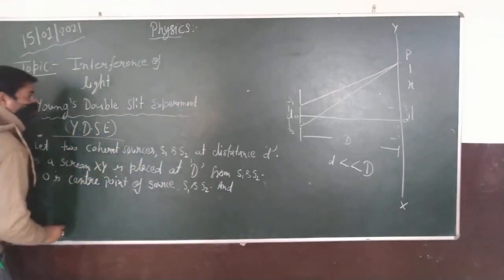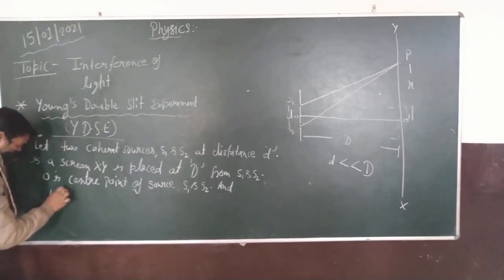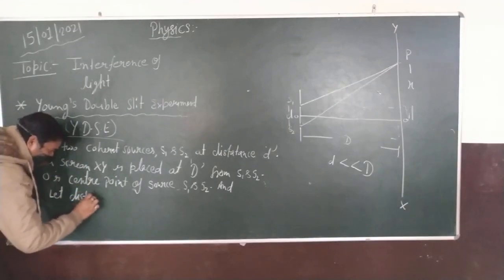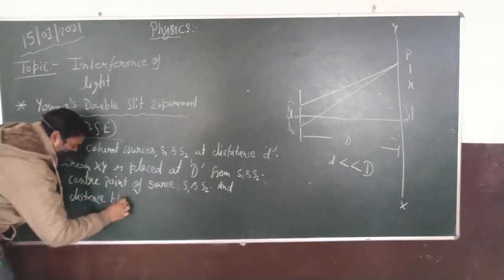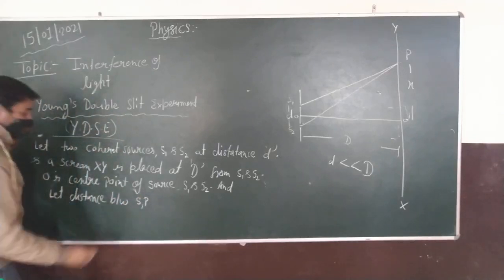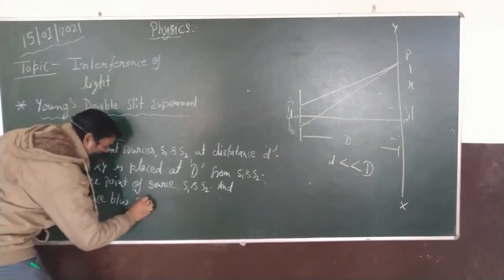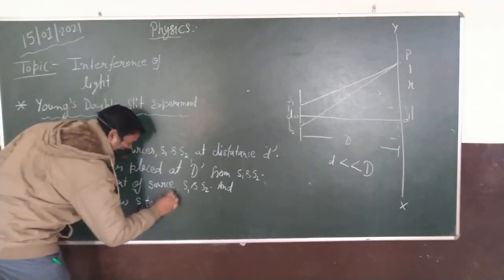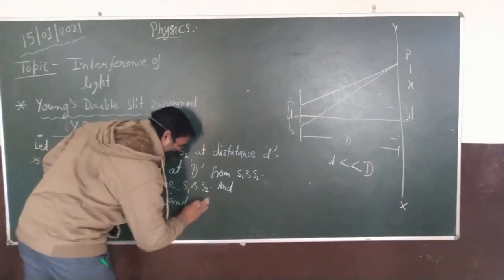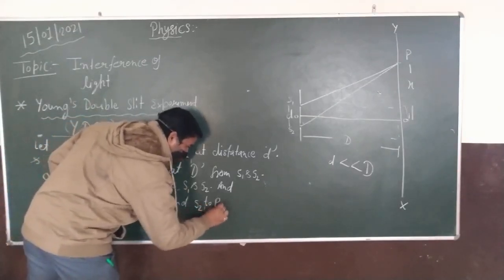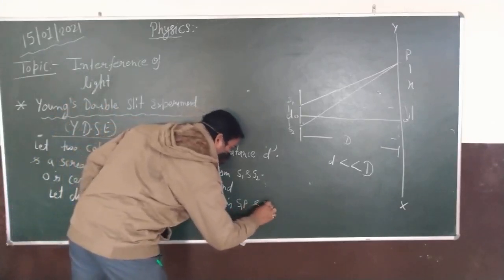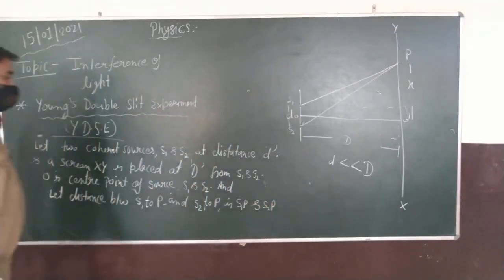So let the distances be S1P and S2P, that is, S1P and S2P.